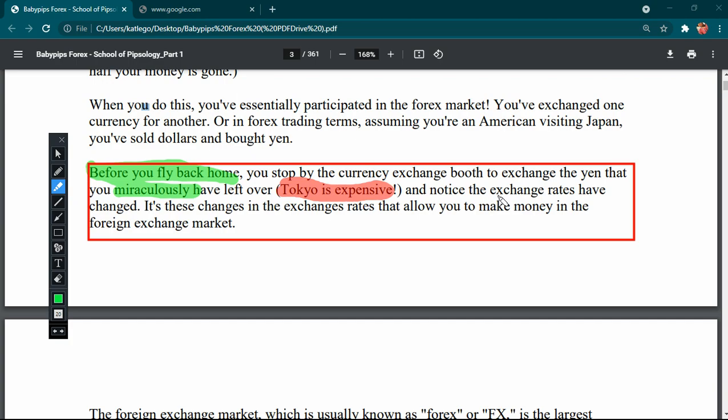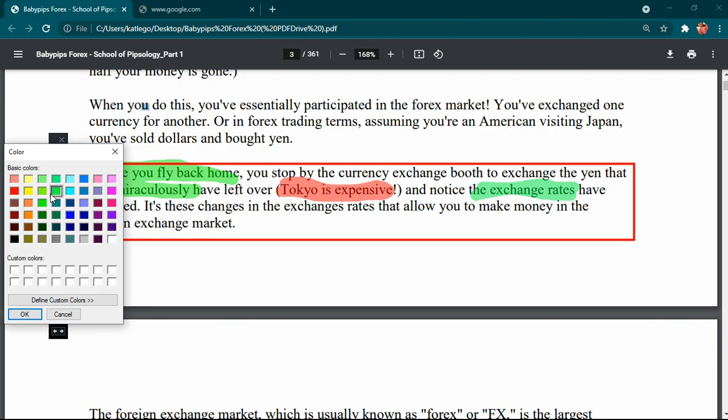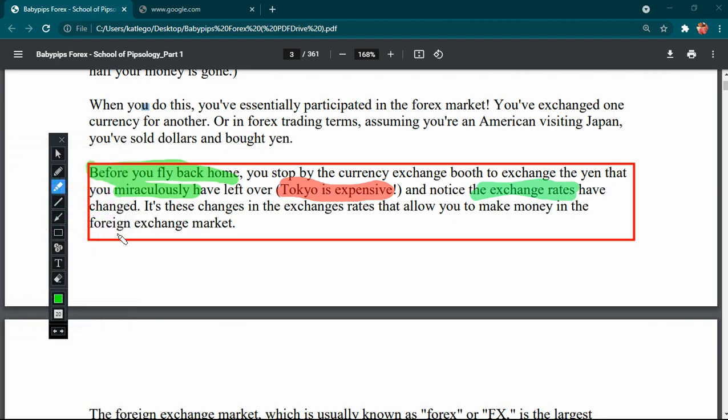So it means the exchange rates are never the same; they change over time. Notice the exchange rates have changed. Pay close attention. What are they trying to say? They say it's these changes in the exchange rates that allow you to make money. This is why we are here: to make money in the foreign exchange market.